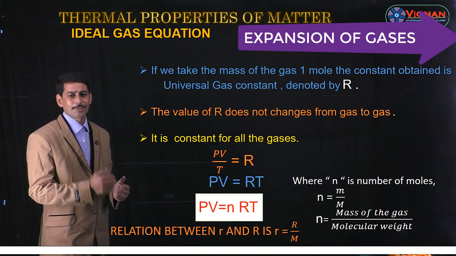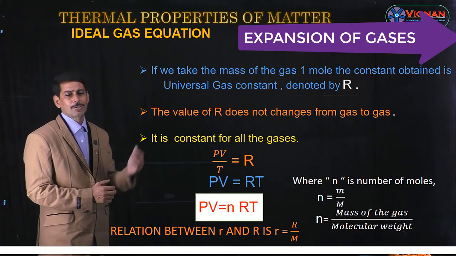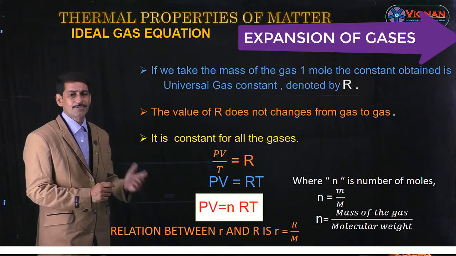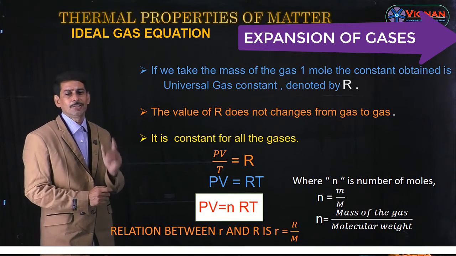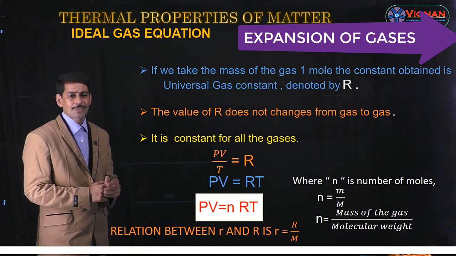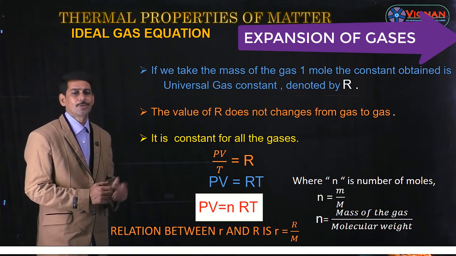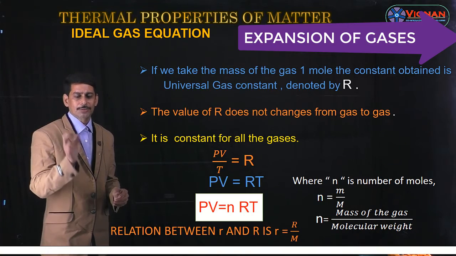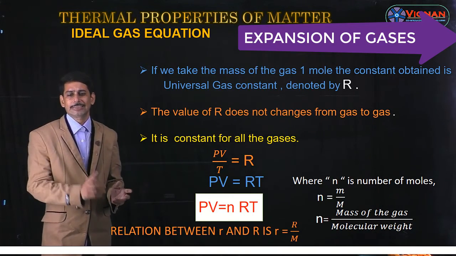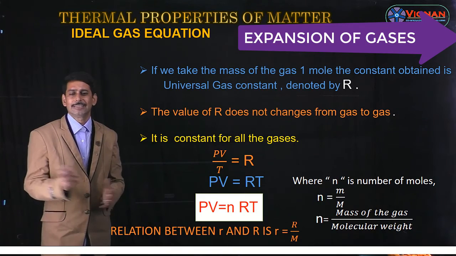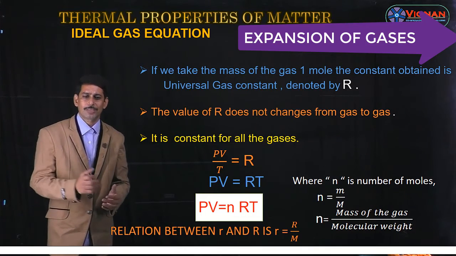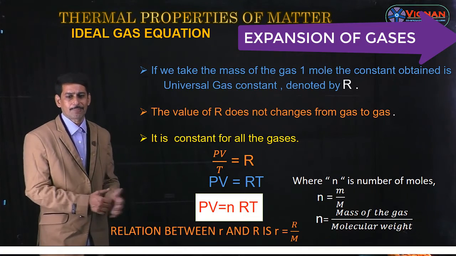And the relation between small r and capital R is small r is equal to capital R by M. If we take the mass of the gas as 1 gram, the constant obtained is called the gas constant, denoted by small r. If we take 1 mole, it is called the universal gas constant, denoted by capital R. Small r changes from gas to gas, but the universal gas constant is constant for all the gases. The relation is small r is equal to capital R by capital M, that is molecular weight.